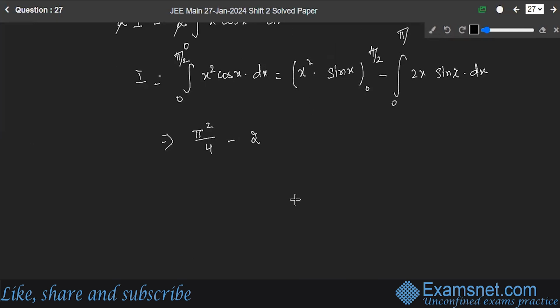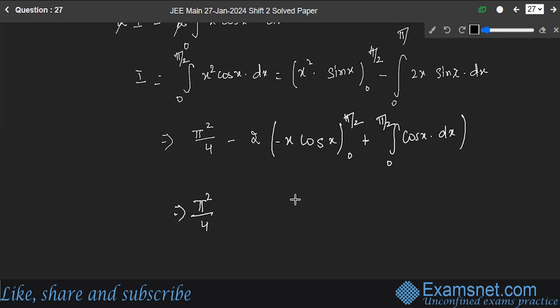Okay, so this will give me minus x, because the integral of sin x will be minus cos x, plus the integral of 1 into cos x dx. This will be from 0 to pi by 2, here also. Okay, this will give me pi square by 4 minus 2 minus pi by 2. Okay, this will be 0 only, and this will be 0. Okay, both will be 0.